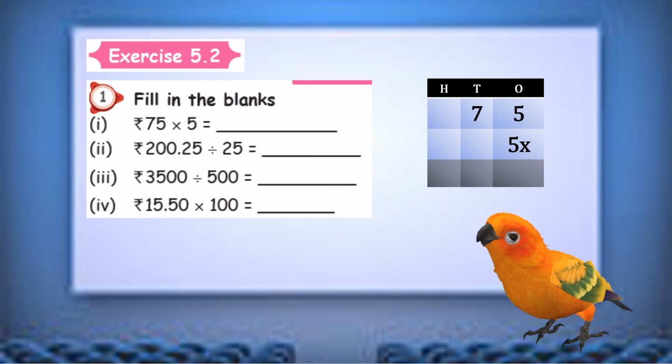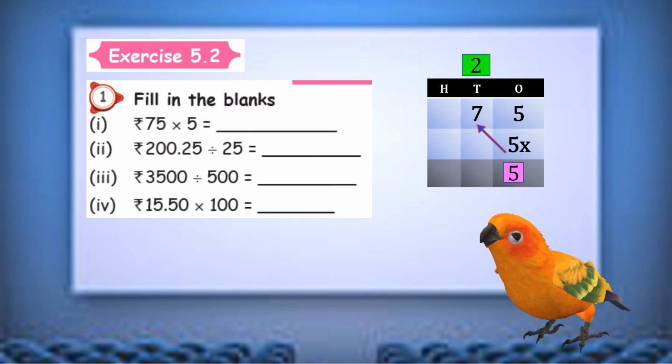So 75 into 5, right? So 5 5s are 25. So 5 should be down and 2 should be upon the tens column, like this. Then 5 sevens are 35. So 35 plus 2.